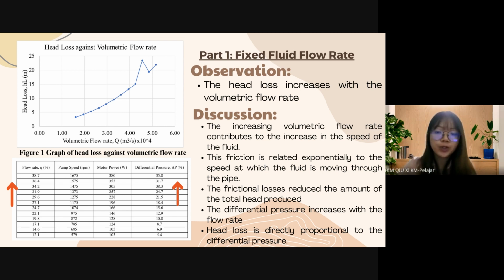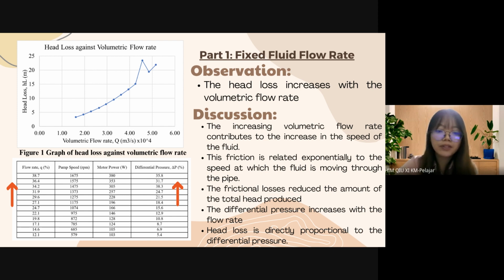The graph here shows the relationship between head loss and flow rate under fixed fluid flow rate. From the graph, the observation is that the head loss increased with the flow rate. This is because the increase in volumetric flow rate contributes to the increase in speed of fluid, and the increase in speed of fluid will lead to the increase of friction. And we know that the frictional loss will reduce the amount of total head produced. So it means that the head loss will increase.